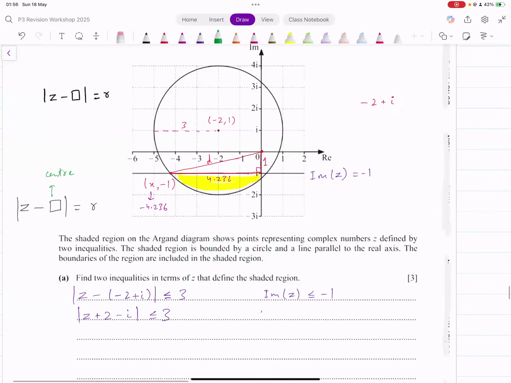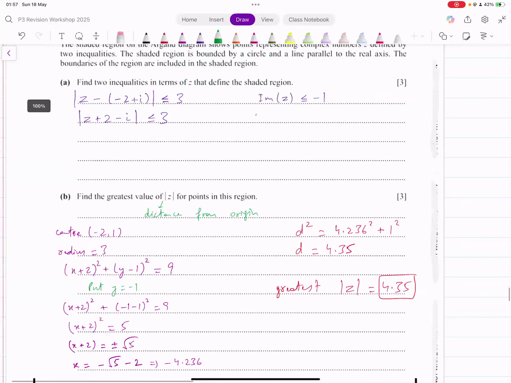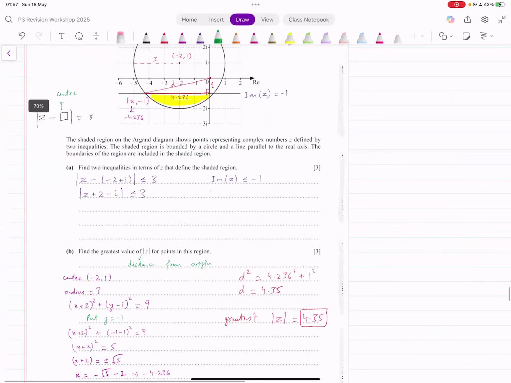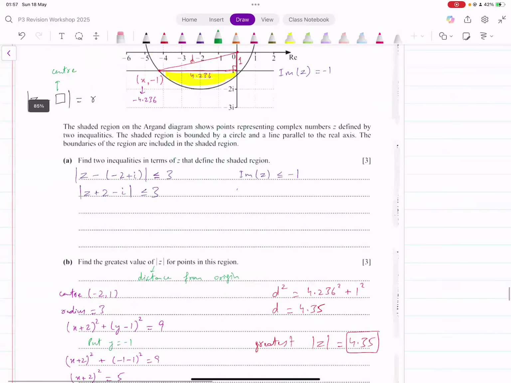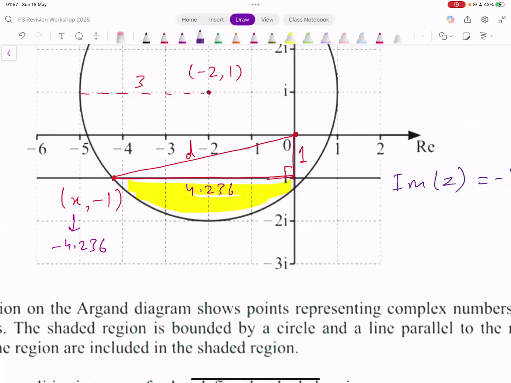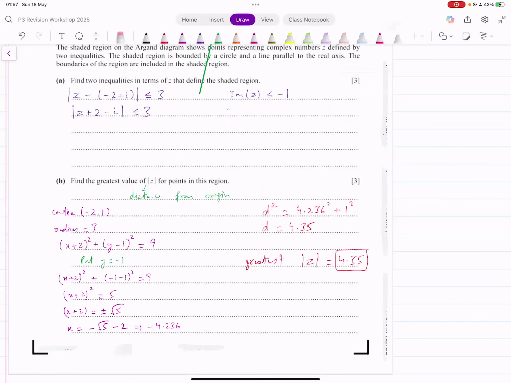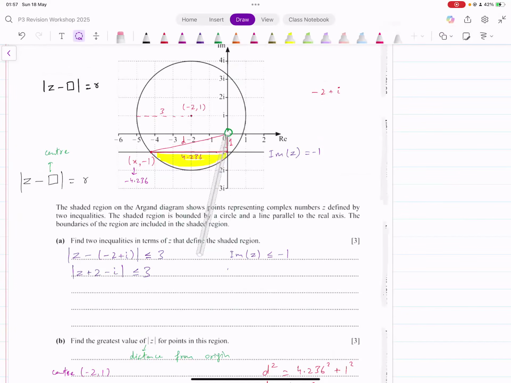And then for the other one, we got imaginary part of z less than or equal to -1, right? Then they say find the greatest value of modulus of z for points in this region. Now, what about the greatest value of modulus of z? Modulus of z means distance from origin. So we start from here. What's the greatest distance in the shaded part from the origin?